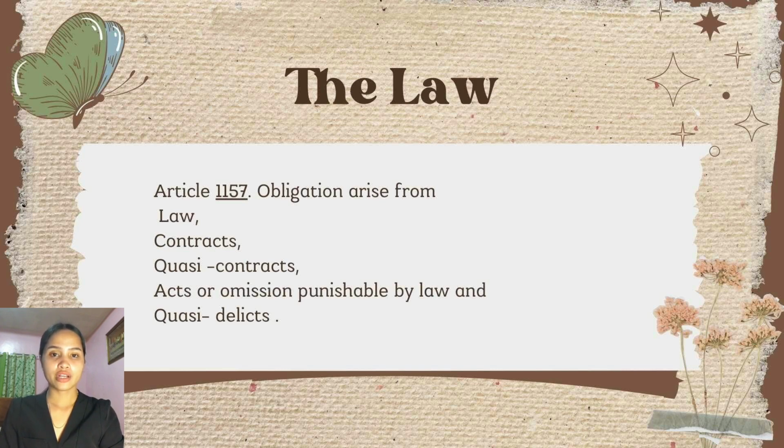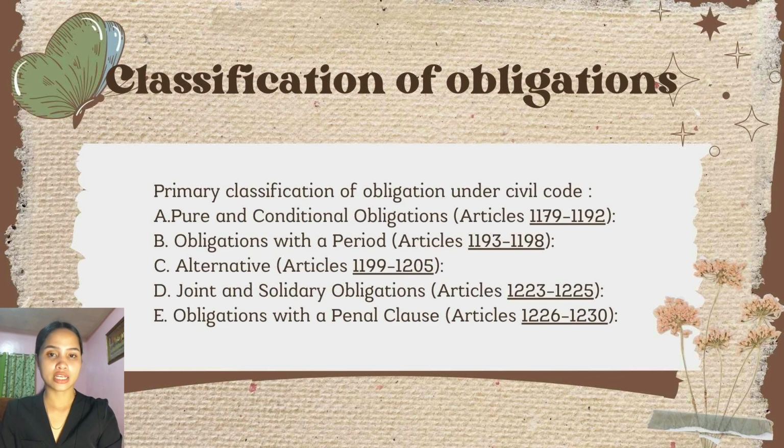So we have here the classification of obligations. First, we have the primary classification of obligations under the Civil Code: pure and conditional obligations, Articles 1179 to 1192. Pure obligations are those not subject to any conditions, while conditional obligations depend on an uncertain event.